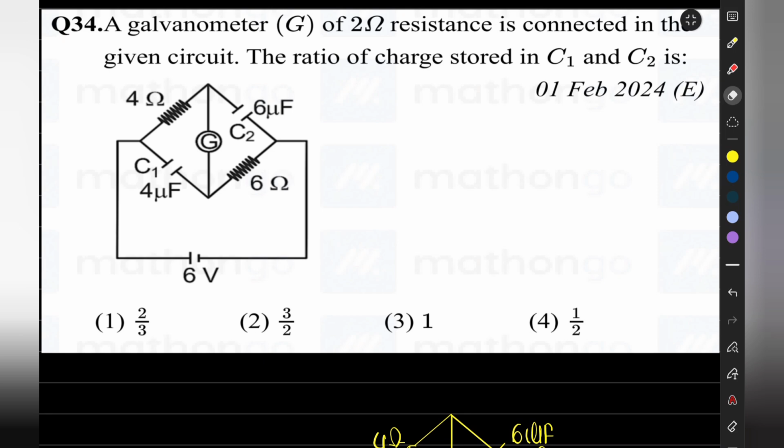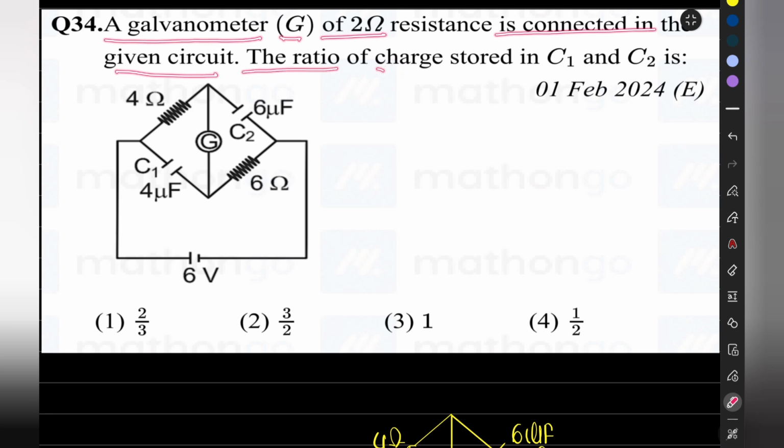So once again, I have brought one more question for you. Let's see what we have in this question. As we can see on our screen, we have one question. A galvanometer G of resistance 2 ohm is connected in the given circuit. The ratio of charge stored in C1 and C2 we want to find.